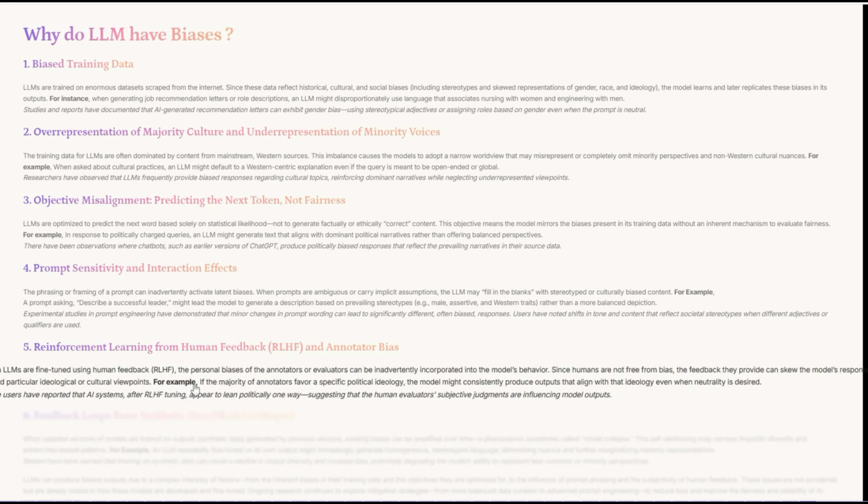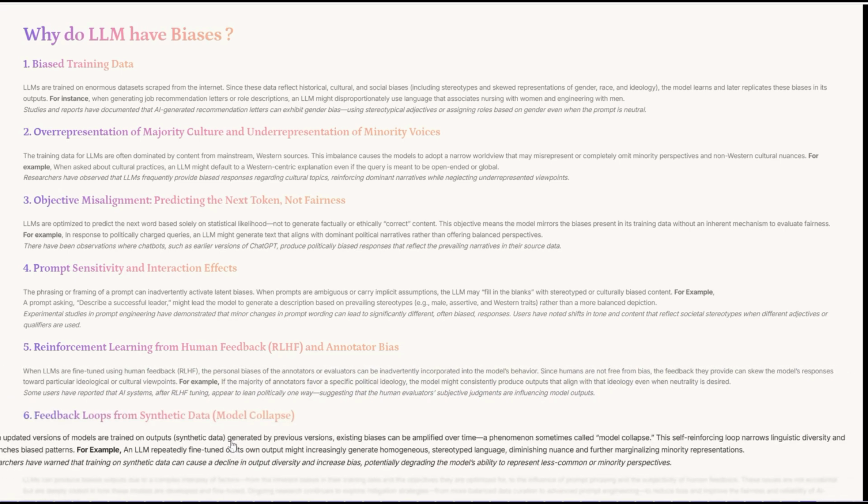For example, if the majority of annotators favor a specific political ideology, the model might consistently produce outputs that align with that ideology even when neutrality is desired. Some users have reported that AI systems, after RLHF tuning, appear to lean politically one way, suggesting that the human evaluator's subjective judgments are influencing model outputs.